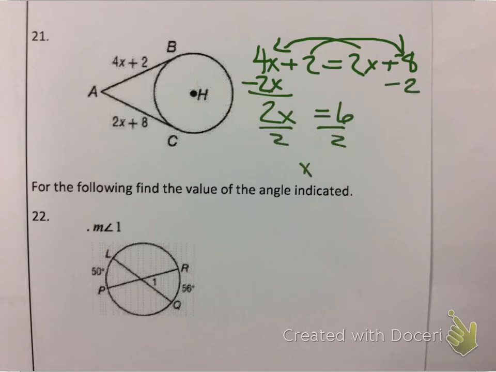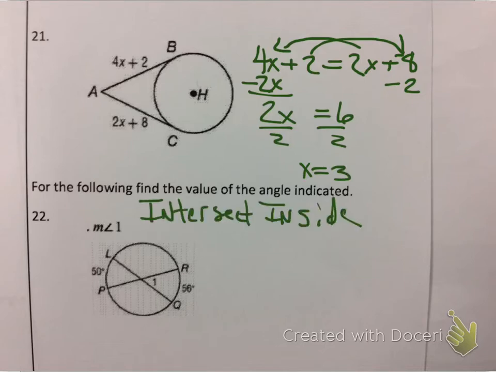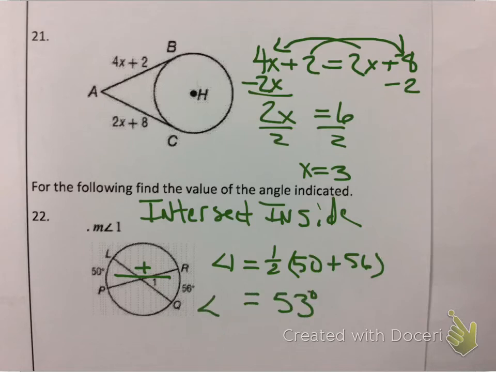On problems like 22, notice that the intersection happens on the inside. So this is an inside intersection, which means you add them up and then take half. So angle 1 is half of 50 plus 56, which equals 53. Simple, right? Okay, next one.